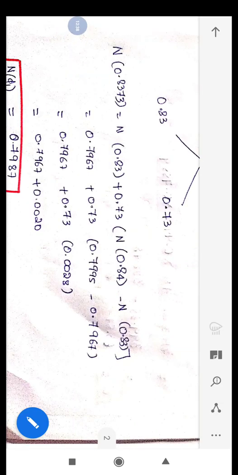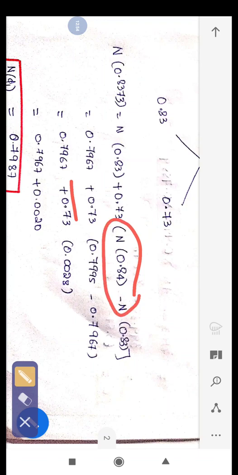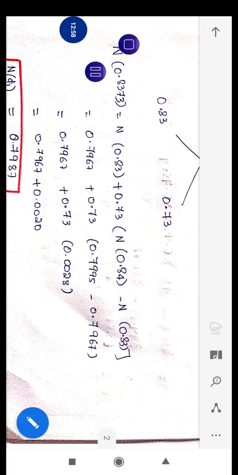So write 0.7967. Next, we have to see the similar, take 0.73 as it is. Next, we have to see the value for this one, that is N 0.84. So let's see the value.